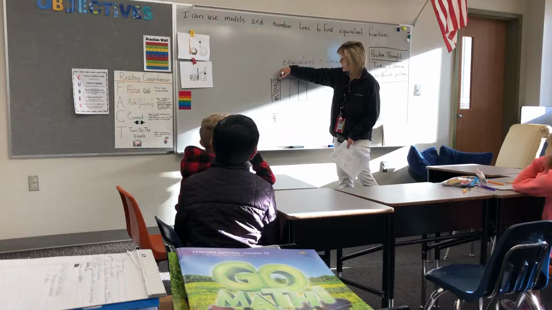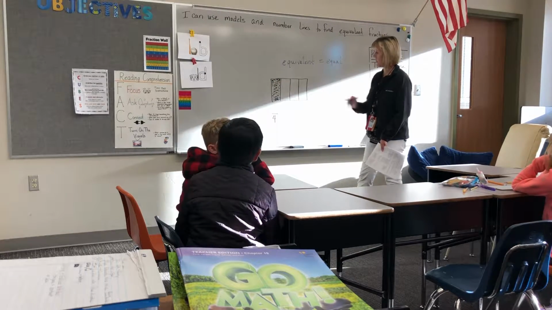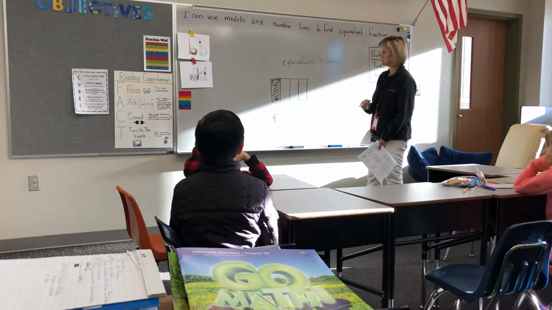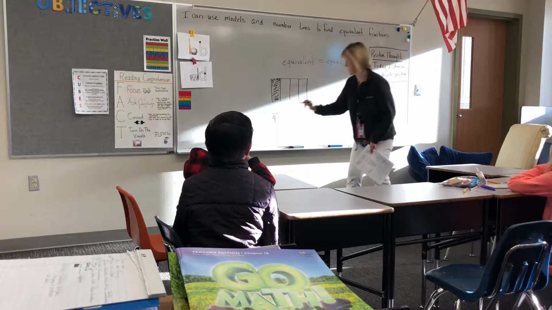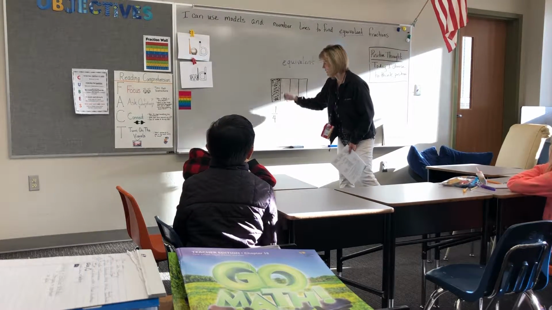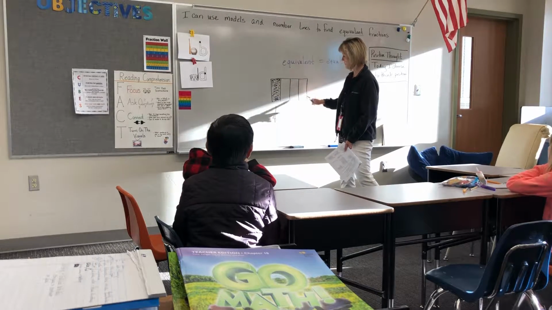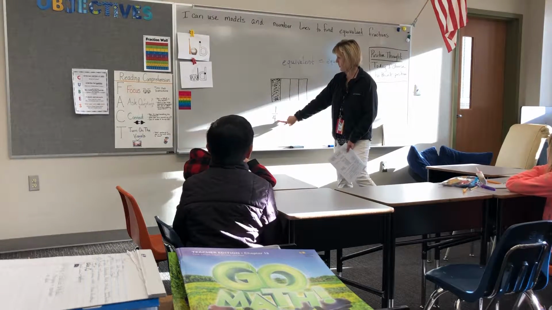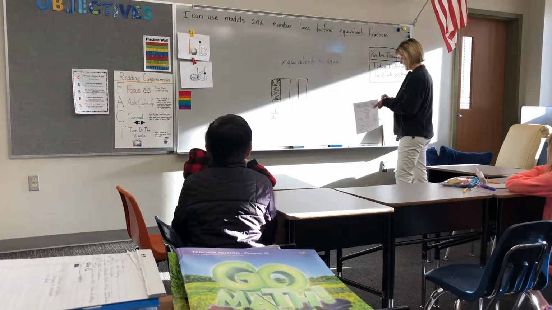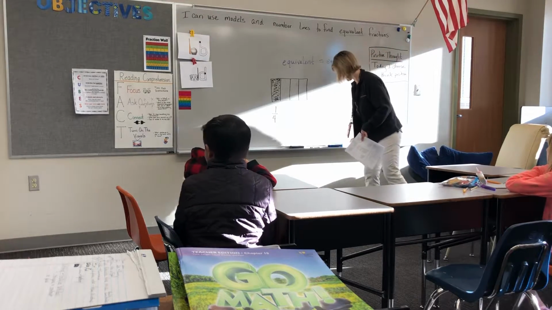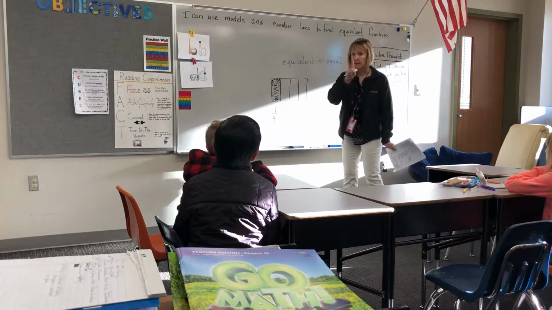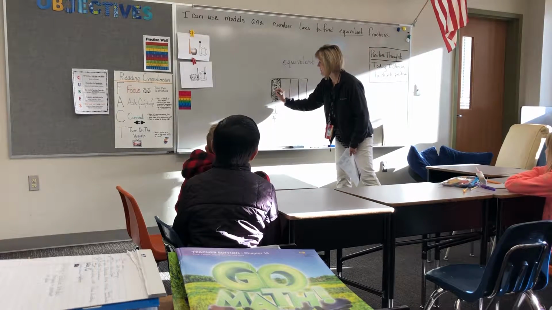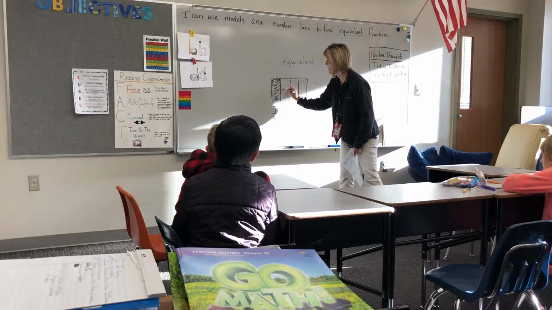So, Bradley, how much did I shade in? How many out of the 4? How many is shaded? 1. Okay, so I'm showing 1 out of 4 pieces or 1/4. Now, let me take a different color so you can see a little better. I'm going to cut my rectangle again.